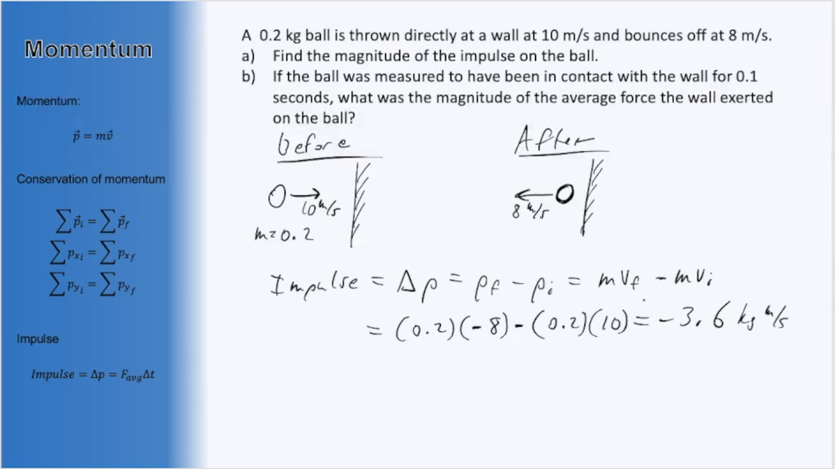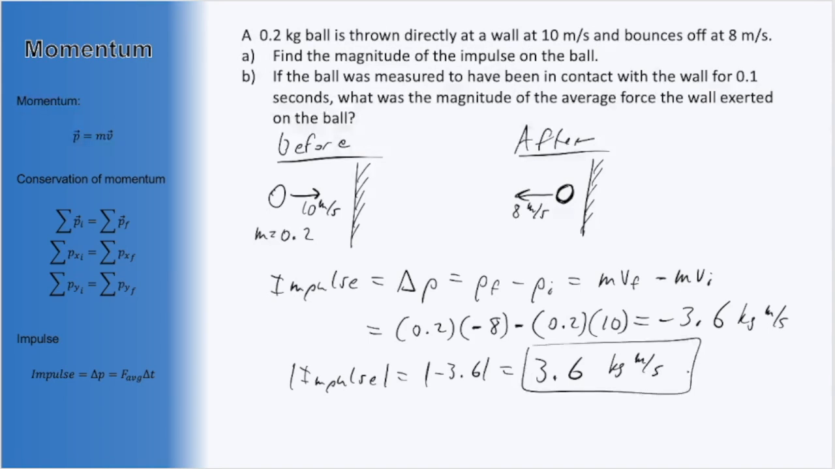But since this question asked for the magnitude of the impulse, I will want to take the absolute value of this result I just got. So the absolute value of -3.6 will give me positive 3.6 kilogram meters per second. Now it is worth noting that the units of impulse are typically given as the equivalent unit of Newton seconds.